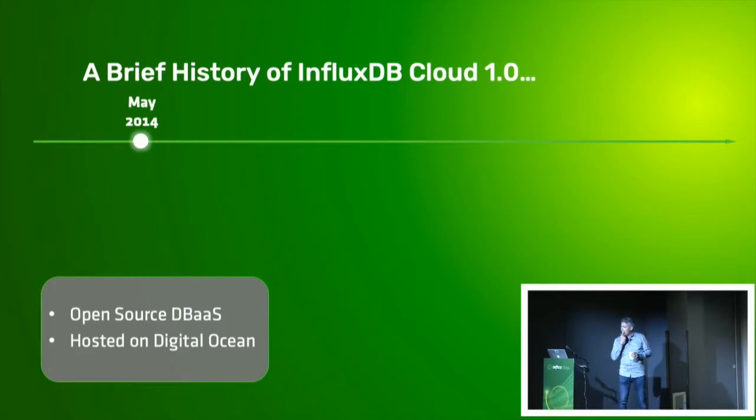So first, a little bit of history. We'll look back at the history of Cloud, Cloud 1. We originally launched it in May of 2014 on DigitalOcean, and it was simply hosting the open source instance, right? So, a database in the sky: we give you an endpoint, you start pouring your data into it, and it was a single tenant deployment. No UI, no Capacitor, no nothing. It was pretty bare bones, and we got some feedback on ways that we could improve that.